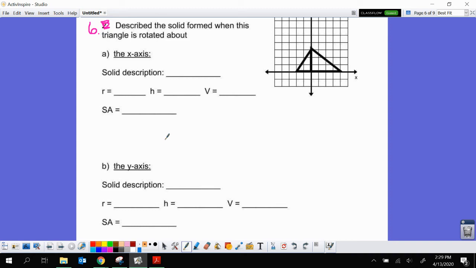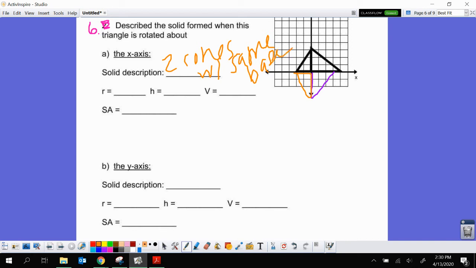So here we look at this triangle. So describe the solid formed when this triangle is rotated. So if you think about going over the x-axis, we would have a cone here in purple. And then the triangle on the left, if I rotate that, we would have this cone on the left. Okay, and they're sharing the same base. So this would be 2 cones with the same base.